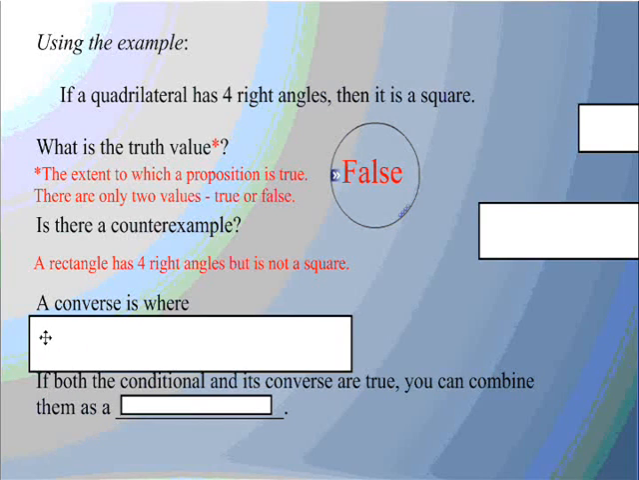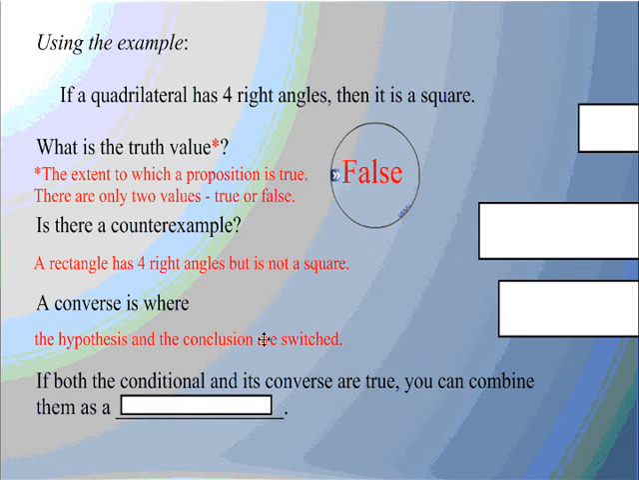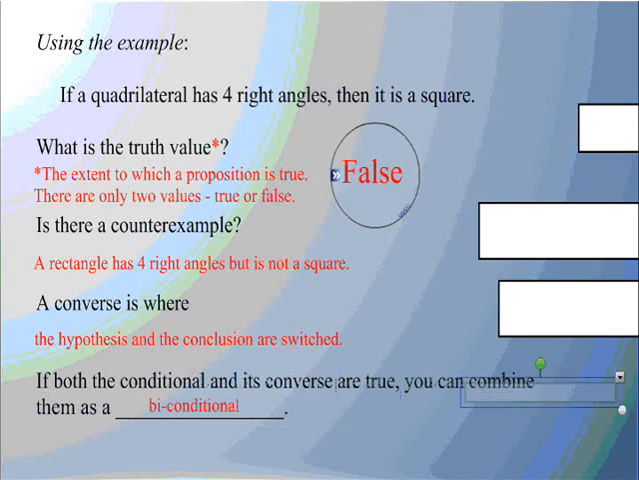All right, and then we have a converse. A converse is where the hypothesis and the conclusion are switched. So for example, in this statement up here, the converse would be if a quadrilateral is a square, then it has 4 right angles, right? I've flipped the 4 right angles and the square parts. And if both the conditional and the converse, so both the original statement and the flipped statement, are true, then we can write a statement called a biconditional.